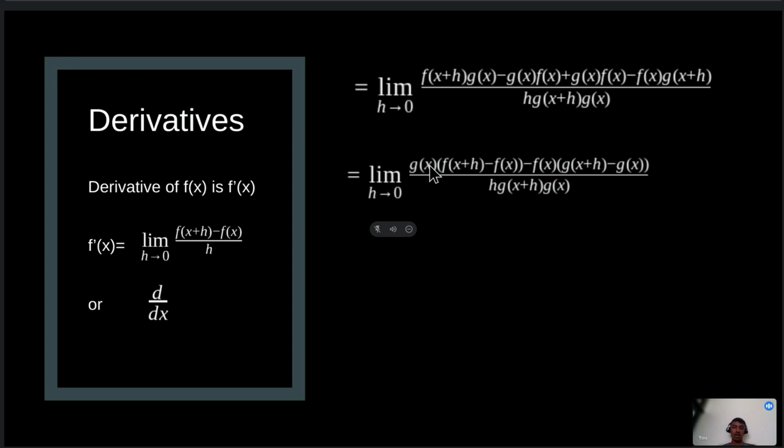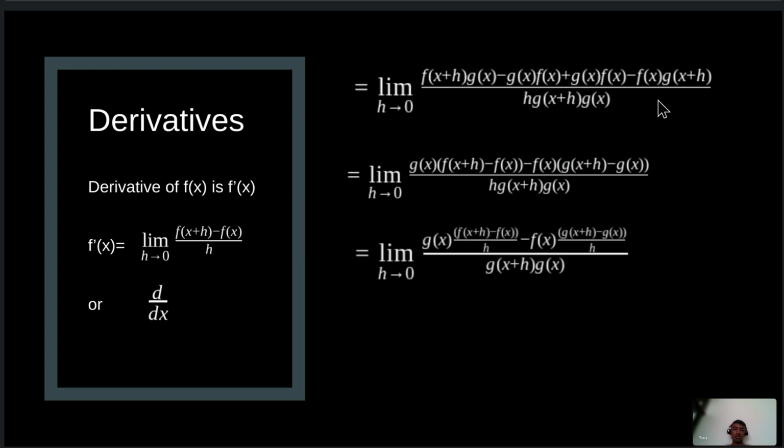g of x times f of x plus h minus f of x, minus the same thing, except f is now on the outside and g is on the inside, and the denominator stays the same. And now we can separate the two functions. We can move our h back up, distribute it among these two, and then keep them like this.